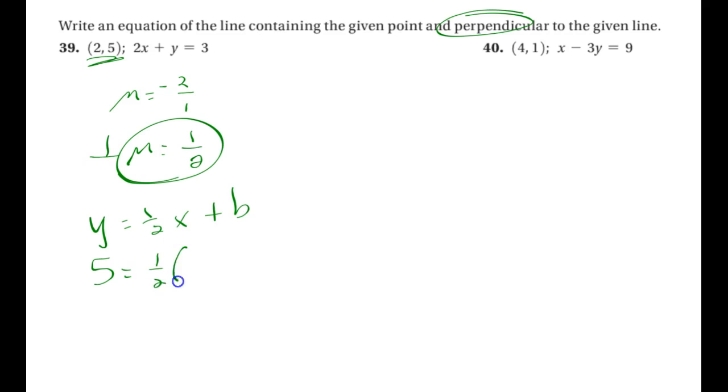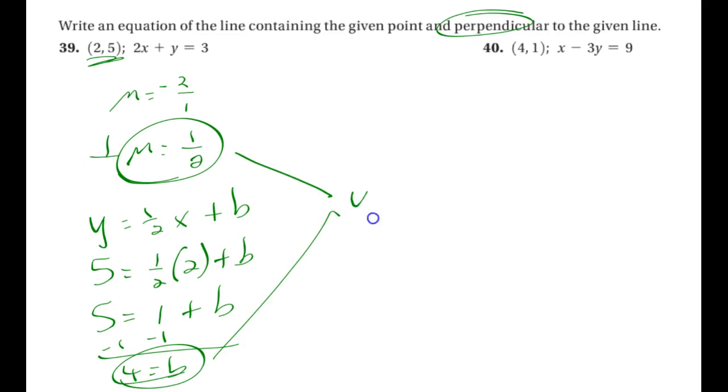5 is equal to 1/2 the x term. This is a little bit nicer because half of 2 is 1. And if I subtract off 1 from both sides, I'll get 4 for the y-intercept, and then I have everything I need. Y is equal to 1/2 x plus 4.